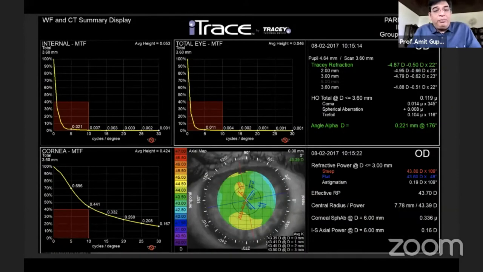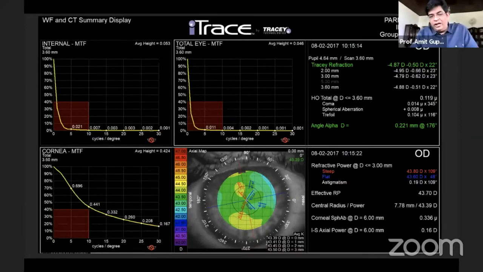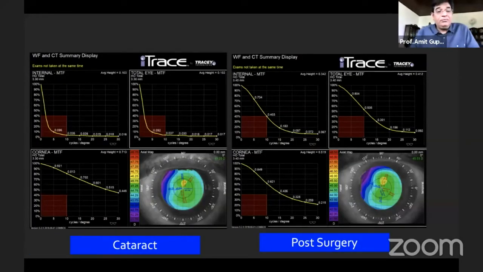This is an example of a patient, and this patient had an internal MTF which was low. The patient had a cataract, and we can see that this MTF is just touching the border of the 40% and 10. This means that this patient probably is not a good candidate for a multifocal IOL. Why? Because we know that multifocal IOLs make the contrast go down. And once we put an IOL, the graph would probably come into the red range, and the patient may not be so happy with what we have done.